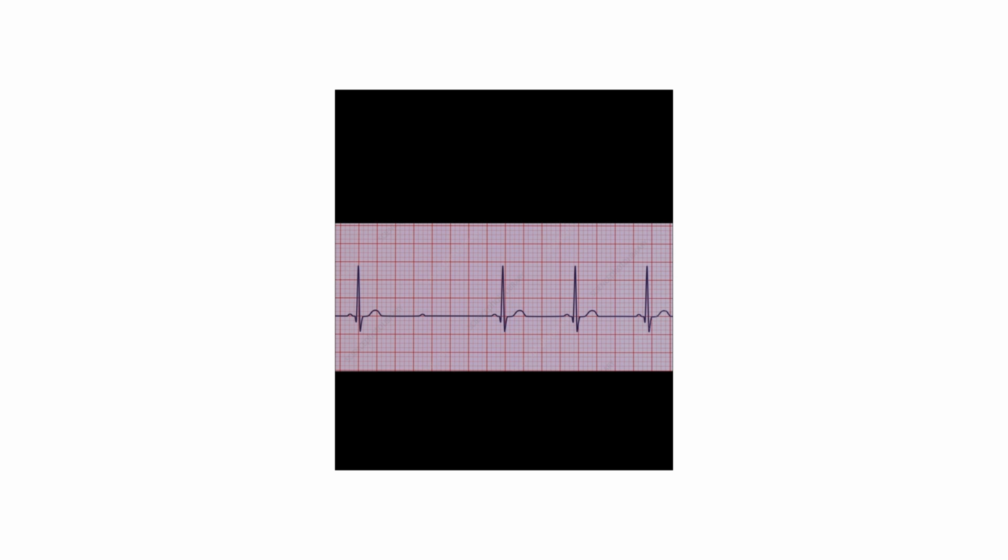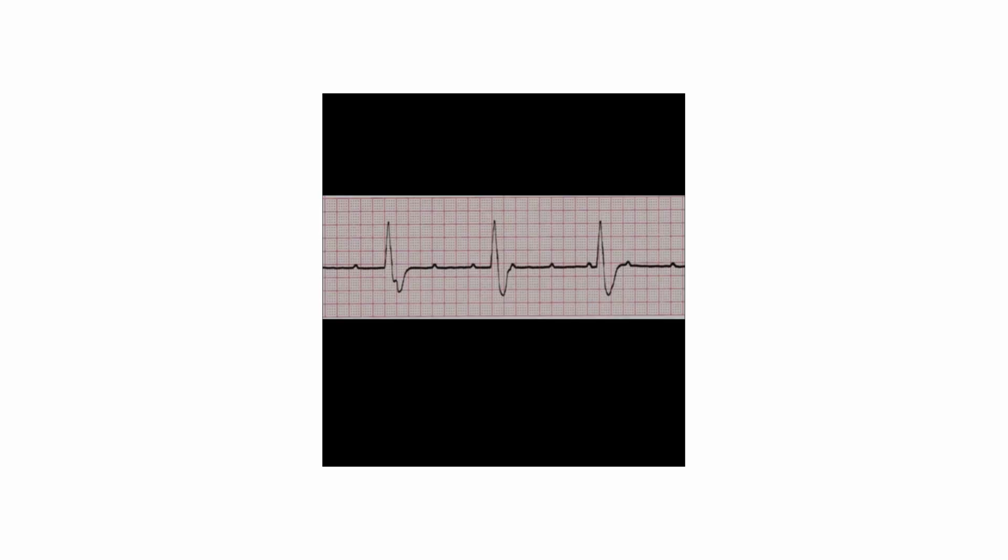Second-degree AV block type 2, also called Mobitz type 2, is more serious than type 1. In this condition, the PR interval stays constant, but suddenly, a QRS complex is dropped, meaning some heartbeats don't reach the ventricles. This shows up on ECG as regular P waves with missing QRS complexes. It often signals a problem in the His-Purkinje system and can progress to complete heart block. Immediate medical evaluation and often a pacemaker are needed.